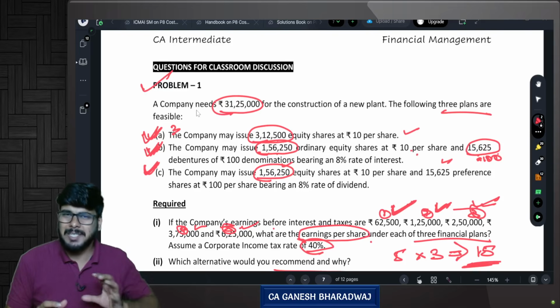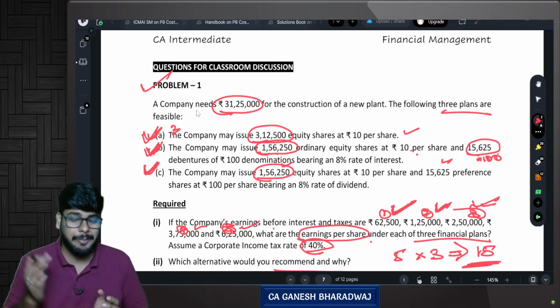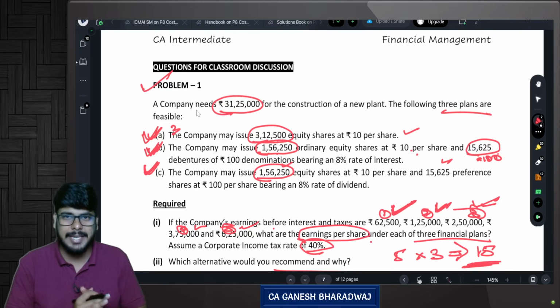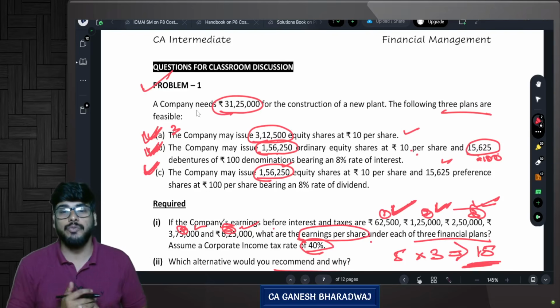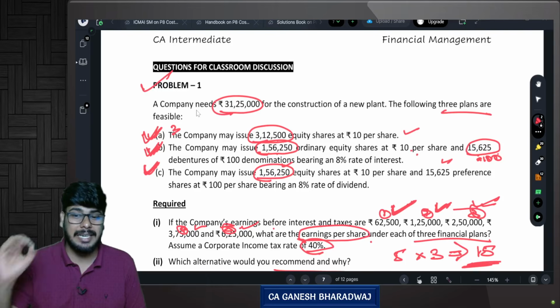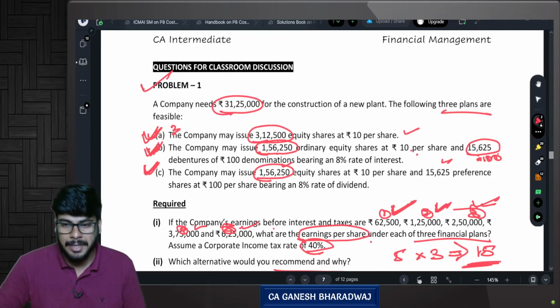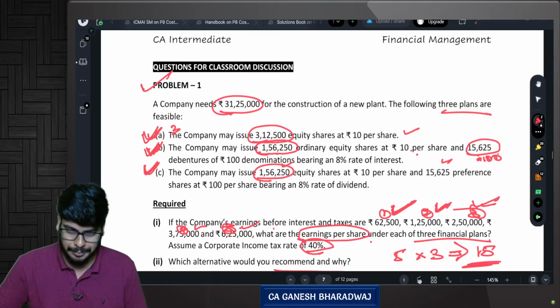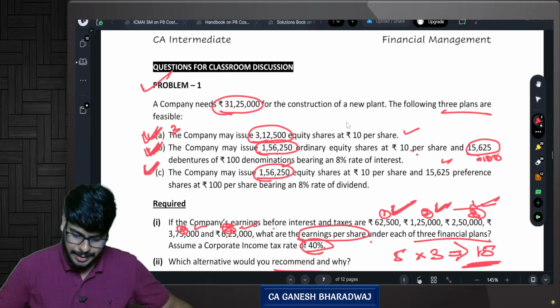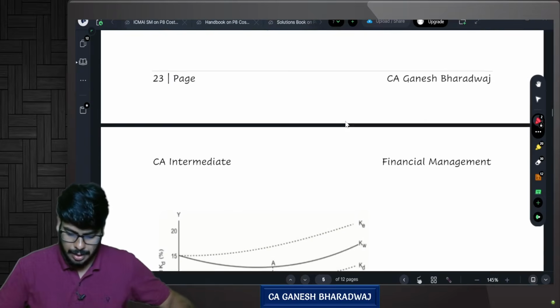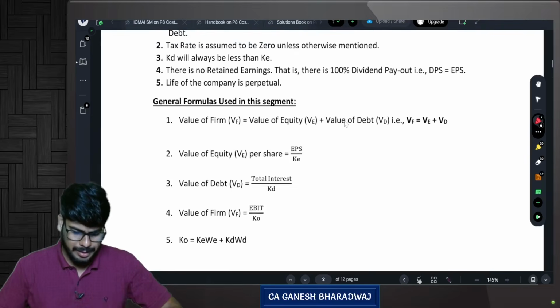So with this, the easier part of this chapter is actually over. We have revised the easier part of this chapter. Now let's move into the next part, which is the capital structure theories. Now let's go to the second part of this chapter, where things get a little tricky.